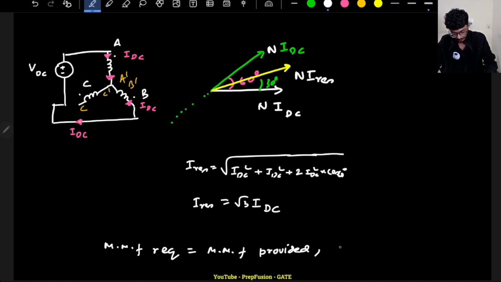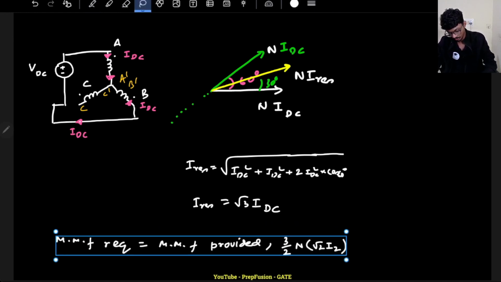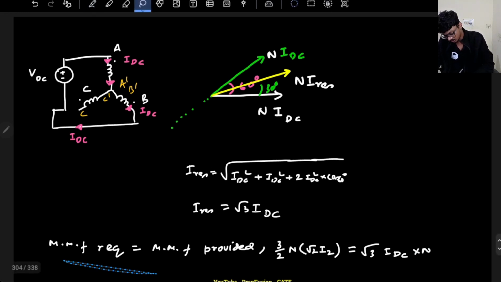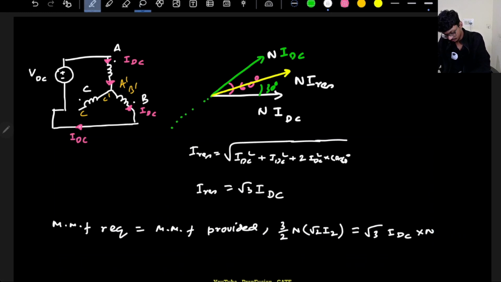So basically MMF required will be 3 by 2 into N into root 2 into I2. I2 is RMS, remember that is RMS current. Generally if I am not mentioning anything, it is RMS only. Okay, so this will be equal to root 3 into IDC into N basically, because this is the resultant MMF that I am actually providing. So from here I can easily find out the magnitude of the current that will be supplied, right? Or you can find out the magnitude of I2.